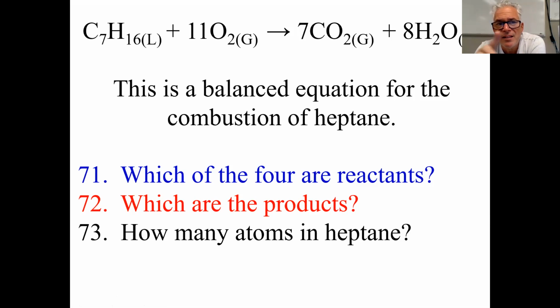Of these 4 things, the C7H16, the O2s, the CO2, the H2Os, which of these 4 things are reactants? Which are the products? And then how many atoms are in heptane?